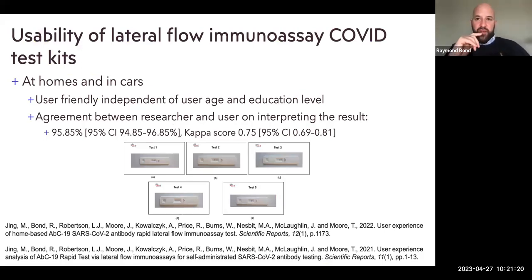We have gone beyond digital health, and we've done usability testing during COVID. We tested the usability of lateral flow COVID test kits in the home and also in cars. And we found that they were very user-friendly, independent of the user's age and education level. Of course, the agreement wasn't always perfect, but the agreement was very good. And when I say agreement, I mean actually interpreting the result on the lateral flow test. So how would a researcher interpret the result versus how the actual citizen or end user interprets the result? There is a substantial agreement, but of course it's not always perfect. And that's likely due to, for example, the T line being very faint in COVID test kits.